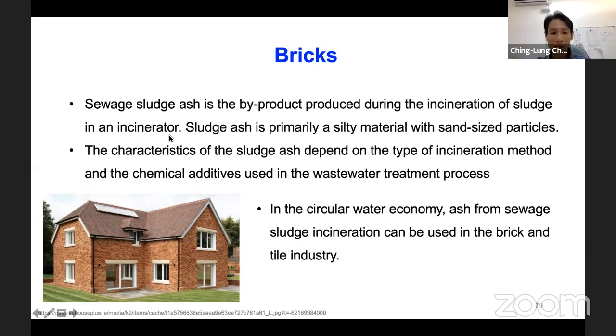The sludge ash is the byproduct produced during the incineration of the sludge in the incinerator. The sludge ash is primarily silty material with the same size of particles. So this type of product can be used to build a house.